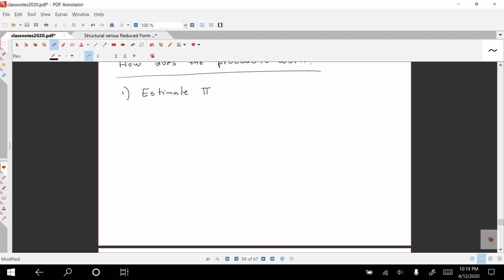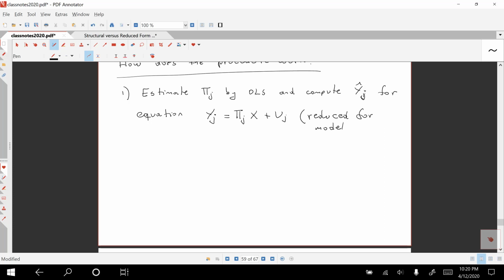Okay, so first, we need to estimate that vector of pi j by OLS and compute those reduced form models for yj hat, for each equation. So yj is going to be equal to pj times x plus uj. Remember, these are the reduced form models for each vector of endogenous variables in each equation.